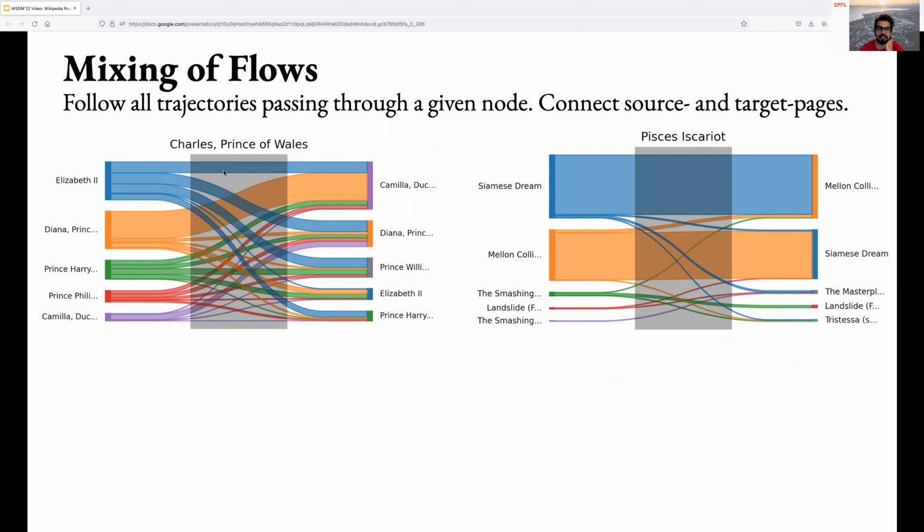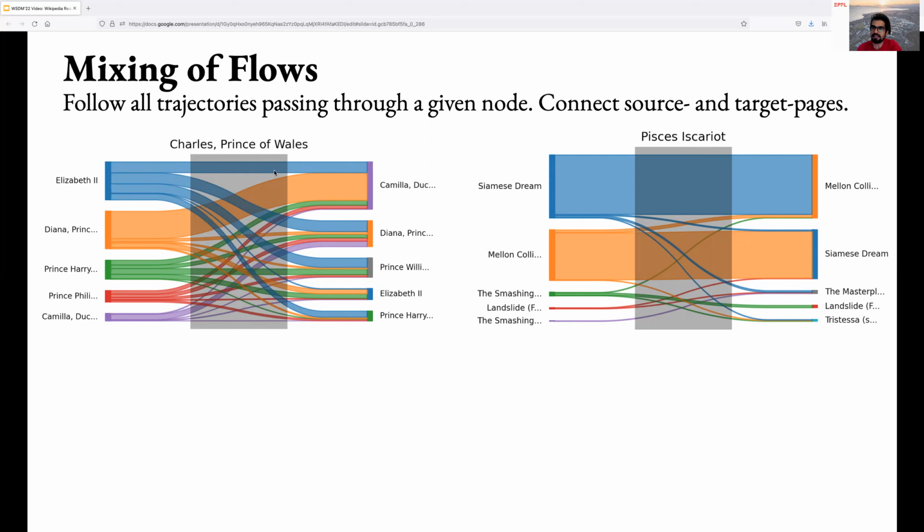So in this particular plot on the left side, what we can see is that the intermediate article is Charles, Prince of Wales, and we are looking into all trajectories that pass through this article. The sources are indicated on the left and the targets are indicated on the right. Both plots have a similar organization. What can be seen is that one can see a mixing that we can observe in the incoming traffic and the outgoing traffic.